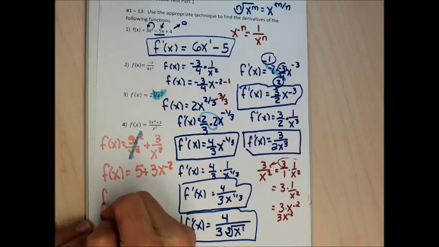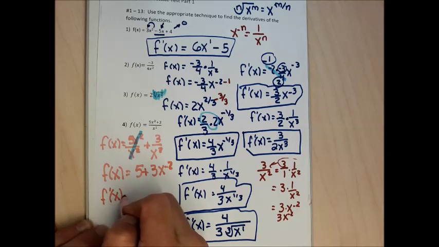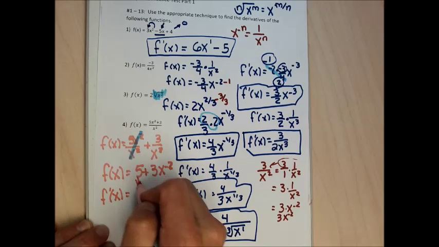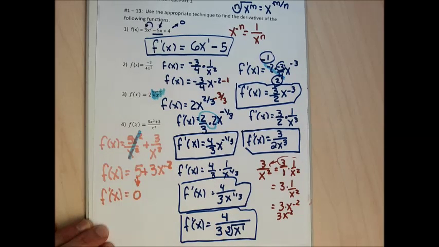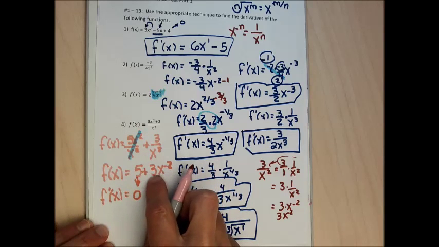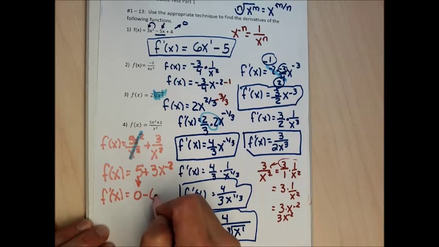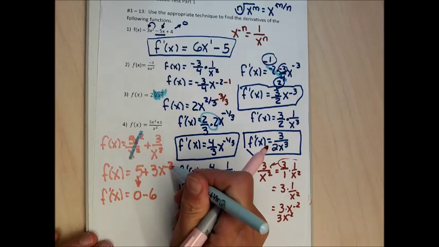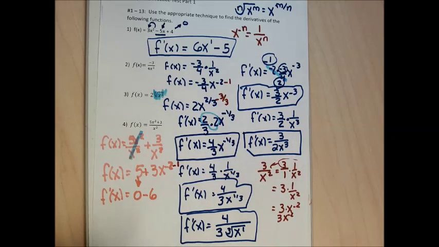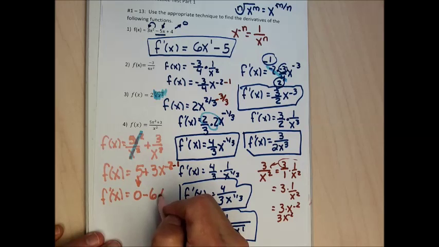So I'm going to write my f prime of x. The first term doesn't have an x, so it has a derivative of 0. For the second term, I go negative 2 times positive 3 and get negative 6. I lower the exponent by 1, and negative 2 minus 1 is negative 3.